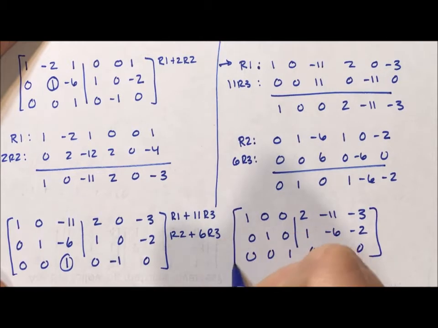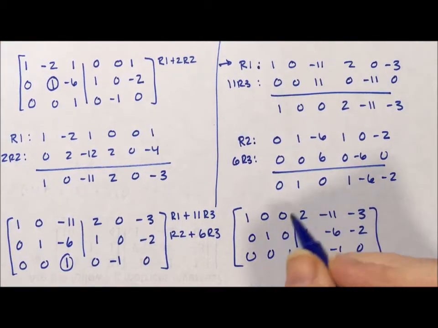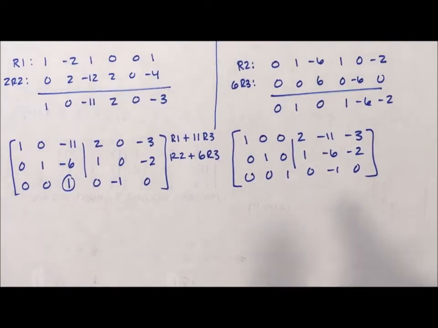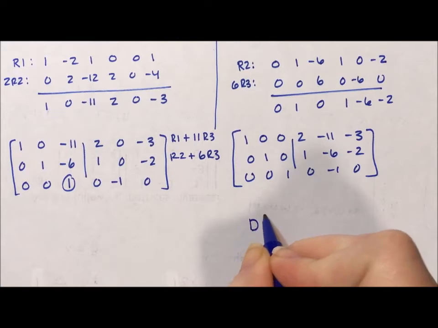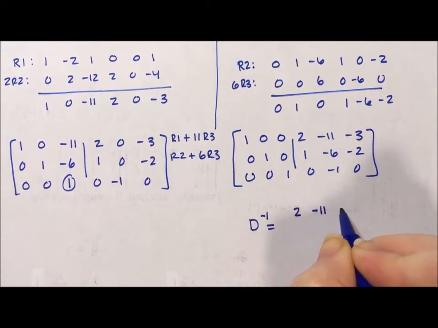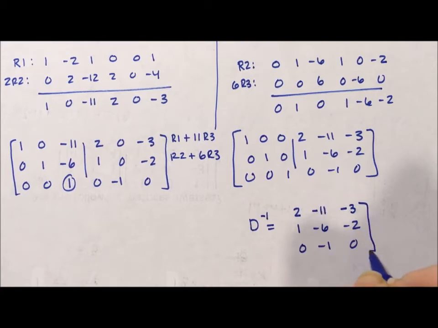Okay. So now we have our identity matrix on the left. This is the inverse. So we can come out and say that the inverse of D is equal to 2, negative 11, negative 3, 1, negative 6, negative 2, 0, negative 1, 0. And we have found our inverse matrix.